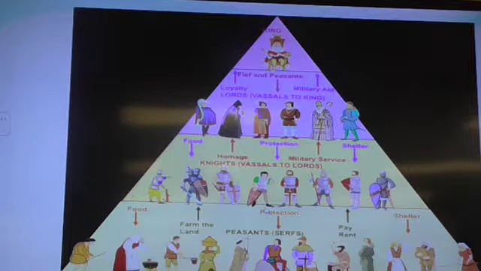And then the knights, of course, gave food and shelter to who? The peasants. The peasant was where? On the bottom.